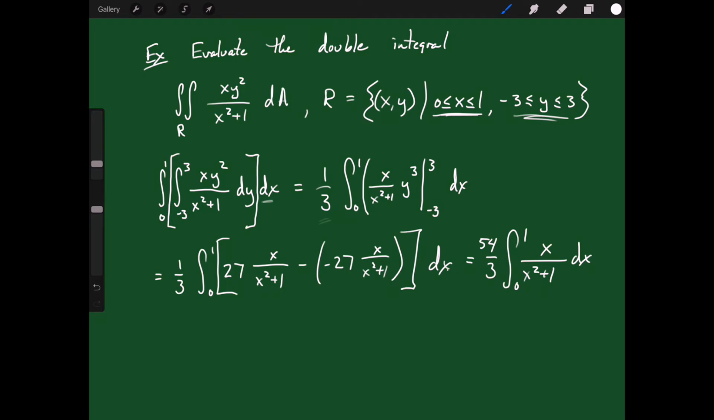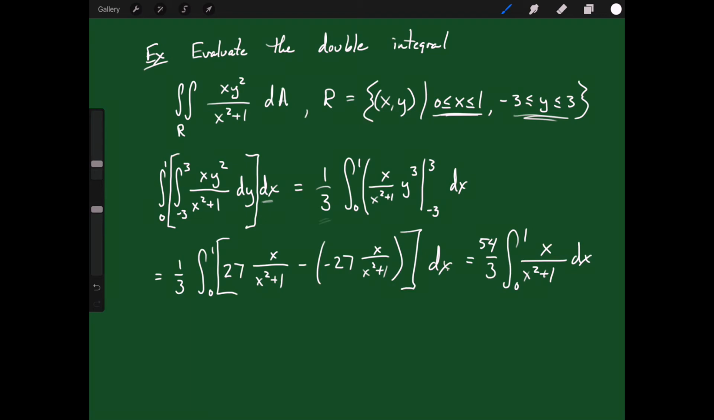So I have 54 thirds. By the way, is 54 divisible by 3? Yes, it is. That's 18, so I'll change that in the next step. Now I need to take an antiderivative of x over x squared plus 1. What is the derivative of x squared plus 1? It's 2x. But 2x is almost sitting on top there, so if I bring in a 2, this is just a natural log. So let's bring in a 2 from that 54 thirds.